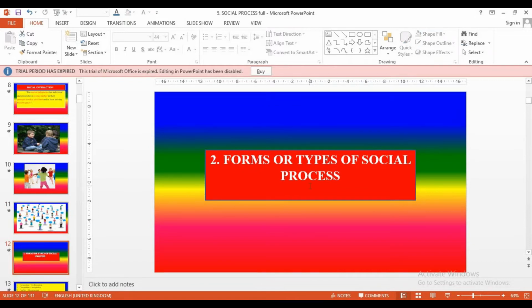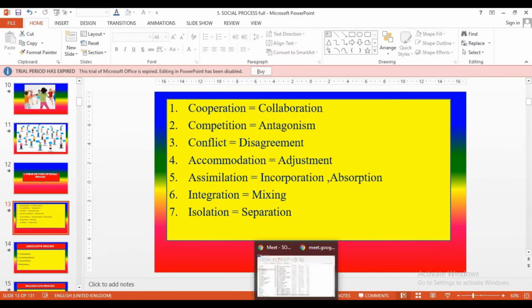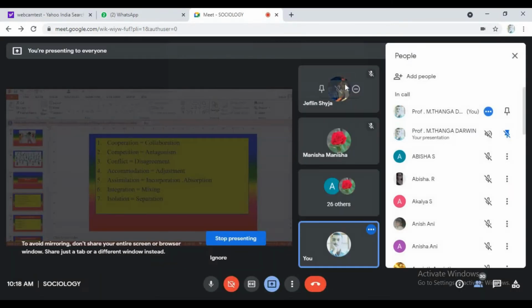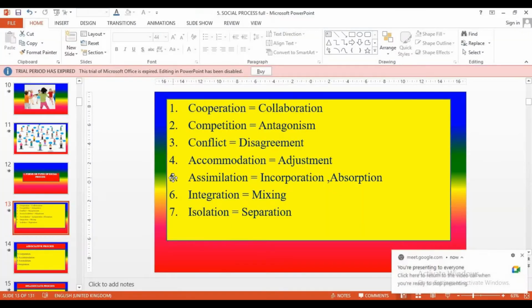Then types of social process or forms. Look at this. First type, cooperation. Second, competition. Cooperation is nothing but collaboration. Competition means antagonism, which means combat with each other. Conflict, disagreement. Accommodation, adjustment. Assimilation, incorporation, absorption. Integration, mixing. Isolation, separation.